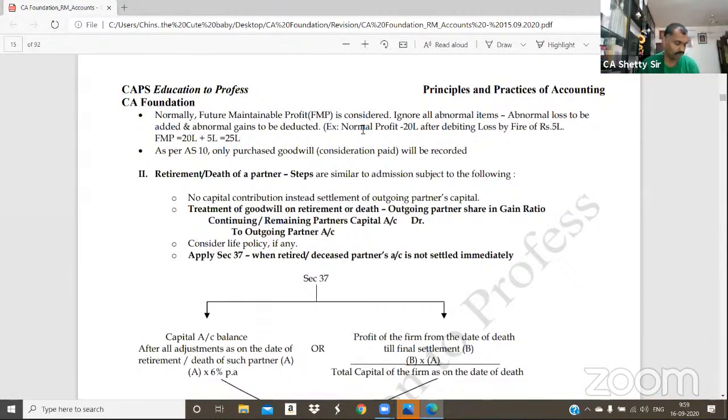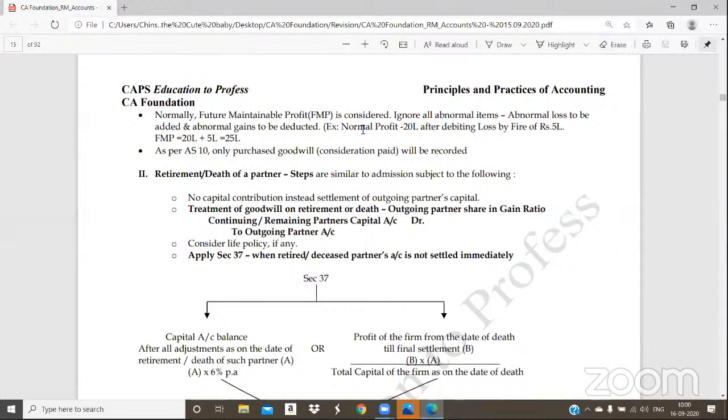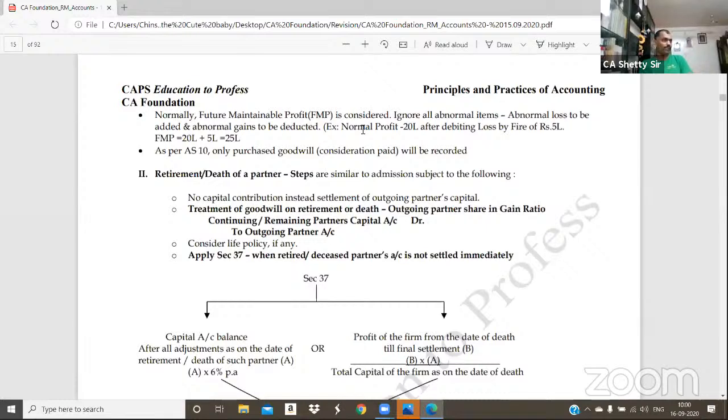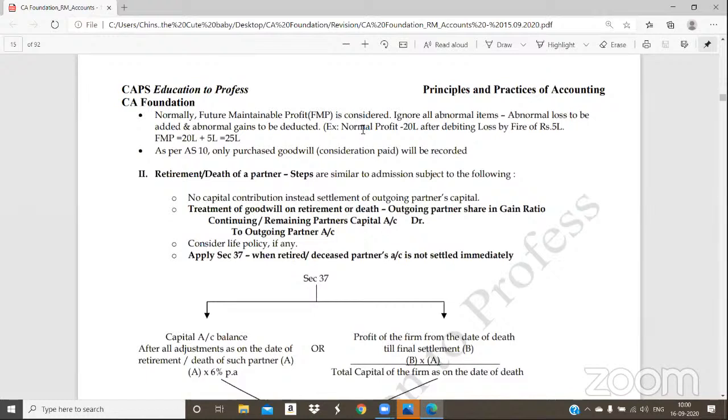Next, goodwill is equal to super profit into 2 years, that will be given. Yes, sir. 30 lakh into 2 years purchase is equal to how much? 60 lakh.